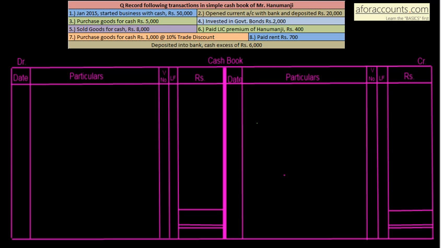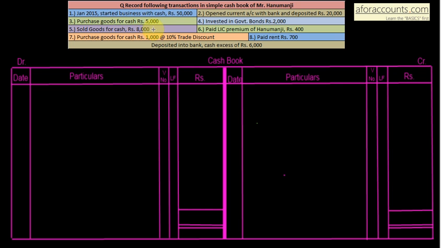Record the following transactions in the simple cash book of Mr. Hanumanji. Okay, it is a simple cash book, sirf ek column hoga cash ka. So let's start. January 2015: started business with cash 50,000.